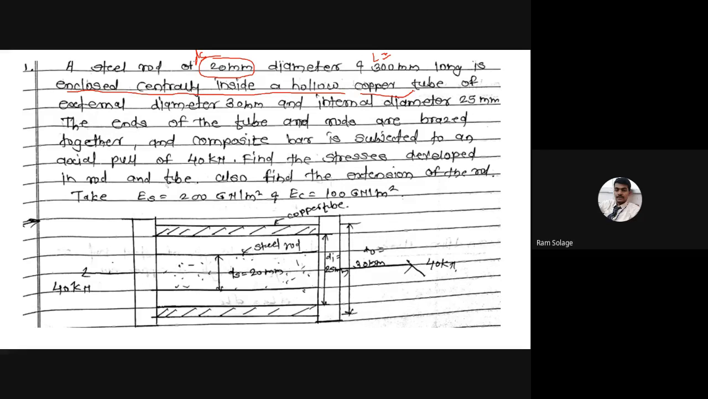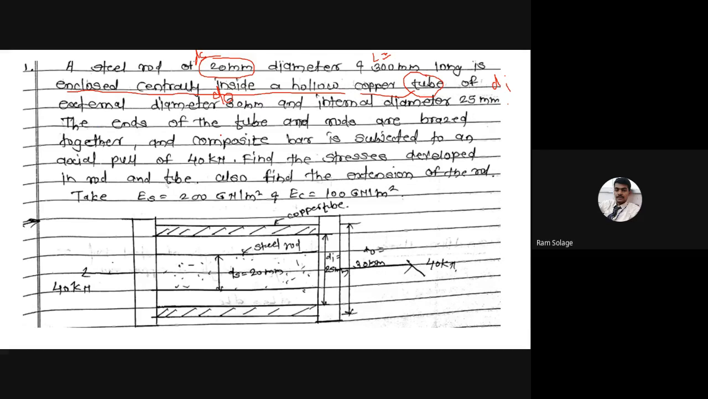a hollow copper tube of external diameter 30 mm and internal diameter 25 mm. See the dimensions 30 mm, 25 mm, and 20 mm. Every tube has two diameters. One is the inner diameter and the other is the outer diameter, the external diameter and internal diameter. They are giving the value of the external diameter, this is the DO, the outer diameter. And this is the internal diameter, this is the DI. Correct? Full stop.